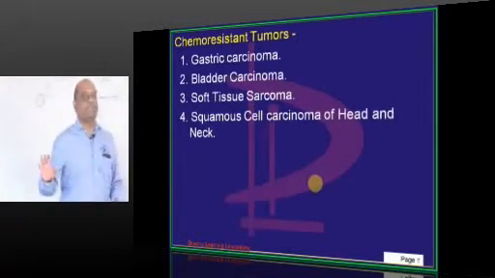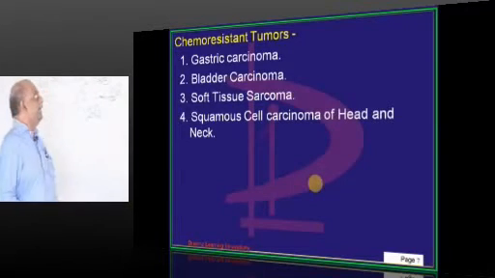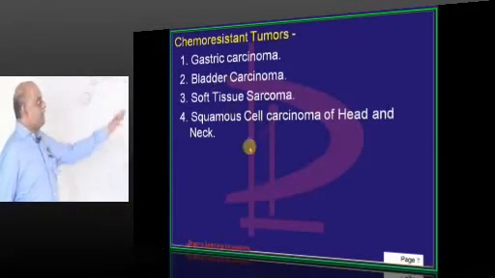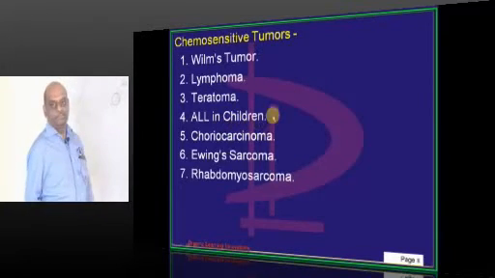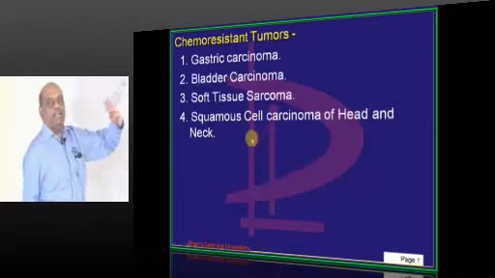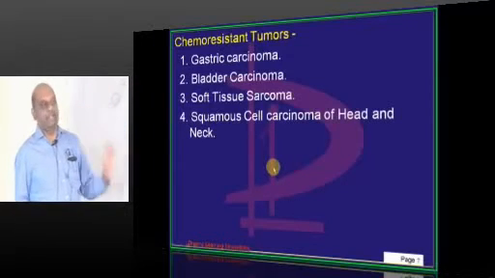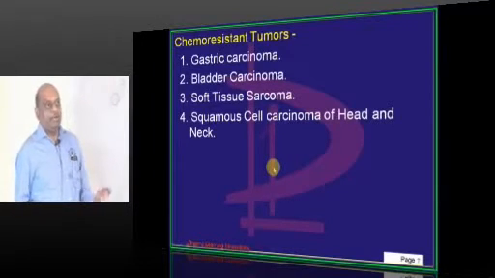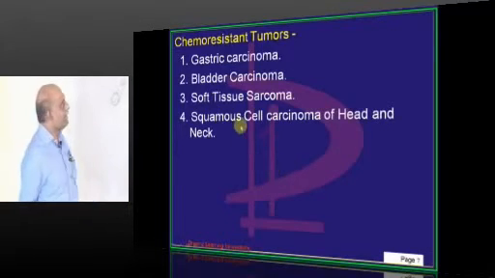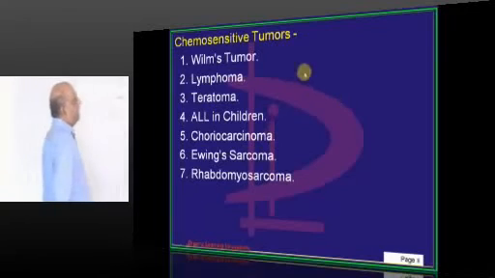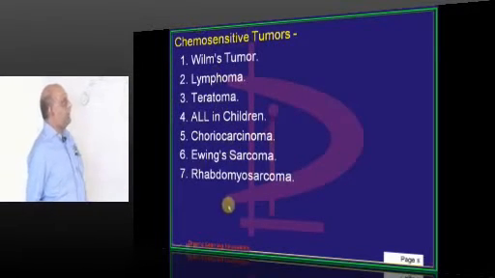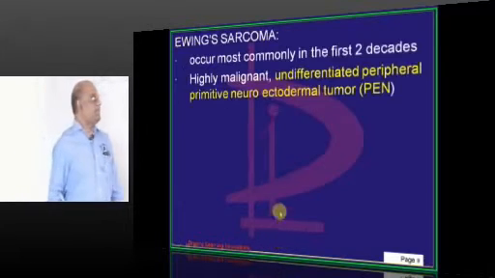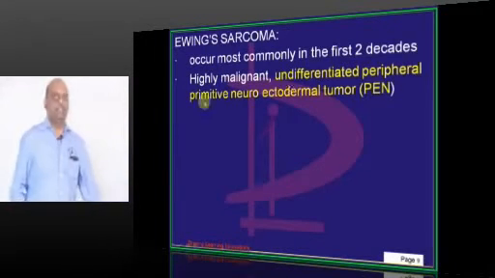What are chemo-resistant? Gastric carcinoma, bladder, soft tissue carcinoma and squamous cell carcinoma, they are all chemo-resistant. And anyway we know, for squamous cell carcinoma anywhere, radiation is the best treatment. Melanoma is radio-resistant, but squamous cell carcinoma is radio-sensitive. That's the point. Then Wilms, lymphoma, teratoma, ALL in children, choriocarcinoma, they are all chemosensitive. So this is a small list that you need to remember.